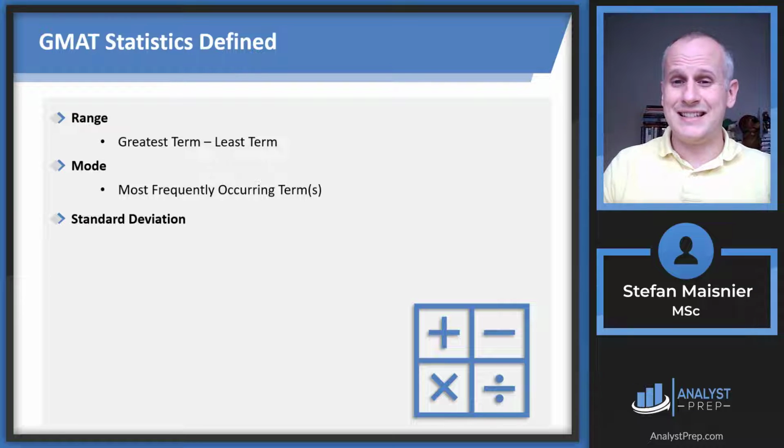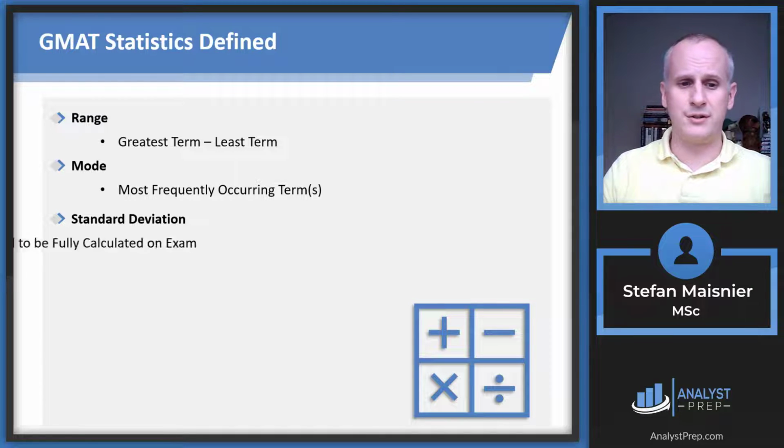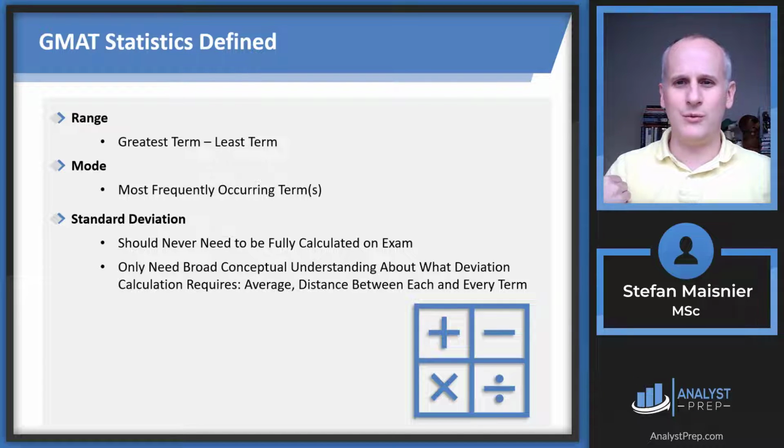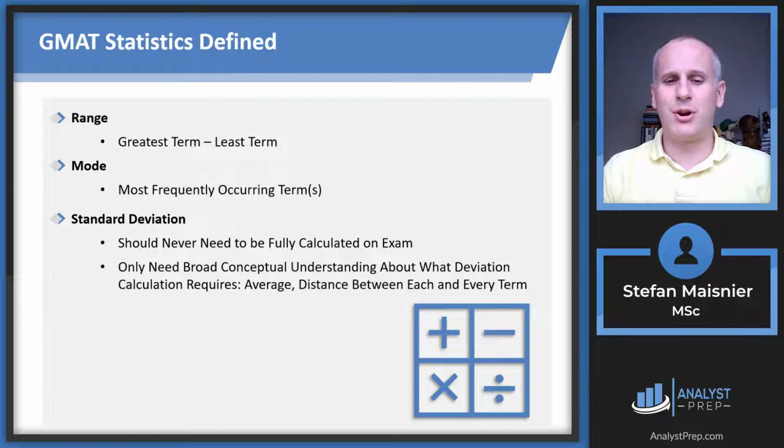Standard deviation is the statistic that most students concern themselves most with as they begin their studies for the GMAT. Now, here's the good news. It should never be fully calculated on this exam. You are not going to need to square the differences and all of those steps. It's just too time consuming. Instead, what you will require for excelling on this exam, for the one or two standard deviation questions you'll encounter on the GMAT, is just a broad conceptual understanding of what deviation requires from a calculation standpoint.